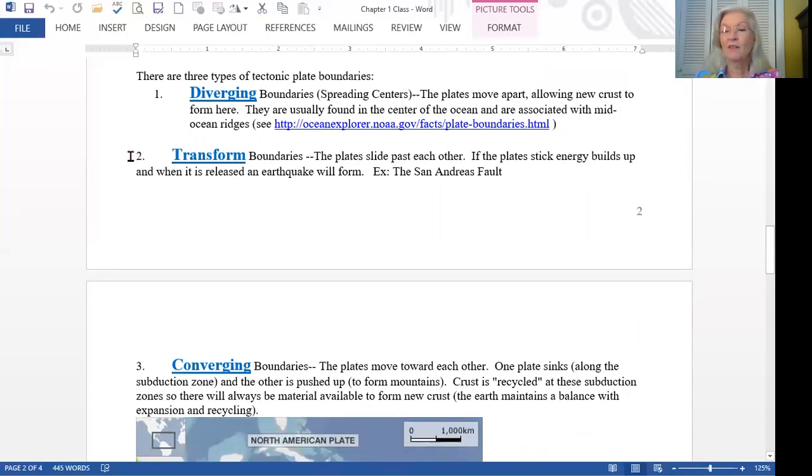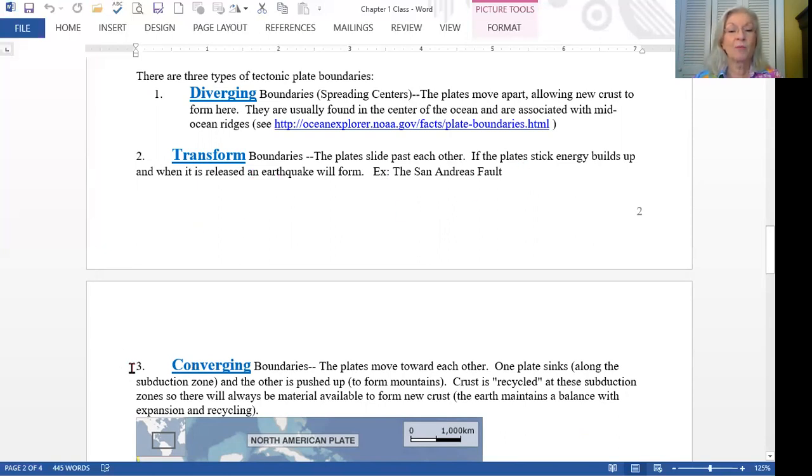You can also have transform boundaries. That's when the plates slide past each other. Usually that's a boundary where you would expect to see a lot of earthquakes. An example of that is the San Andreas Fault. And we'll actually have a lab that looks at part of the San Andreas Fault.